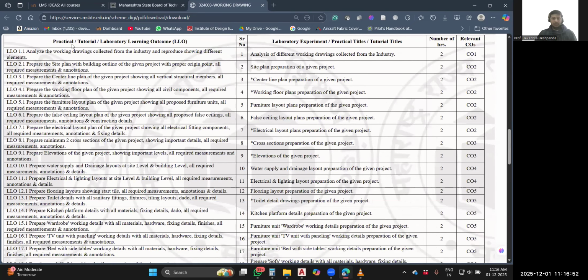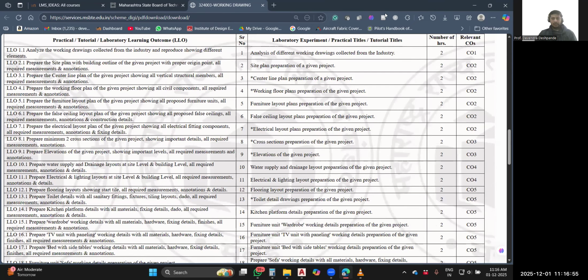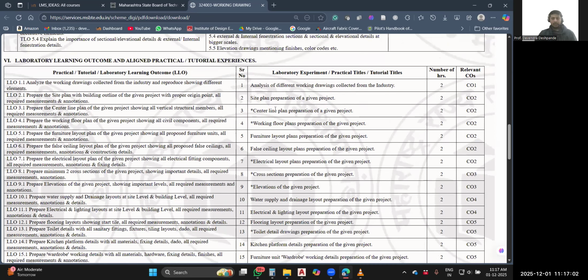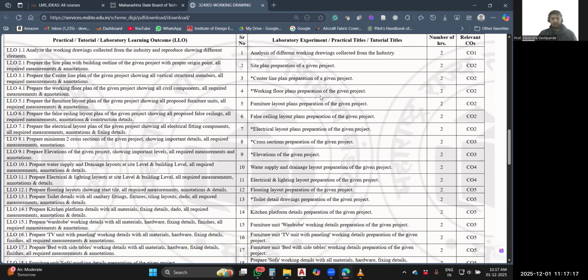So this is a list of drawings that we are going to develop. So here you could see from the third LLO, that is the laboratory learning. So this is the laboratory learning plan, as we could see, that talks about center line plans preparation for the given project, working floor plans preparation for the project. We are also going to make furniture layouts. We are going to make false ceiling layouts, electrical layouts, cross section of the building.